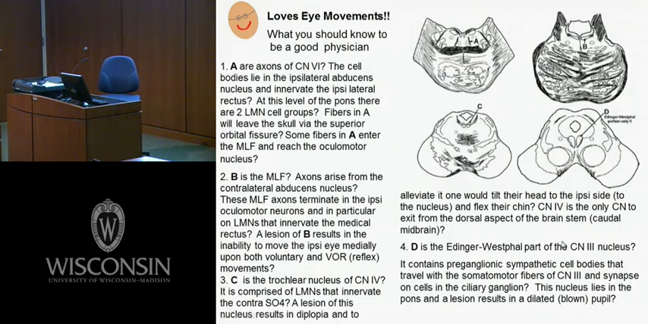Cranial nerve 4 is the only cranial nerve to exit from the dorsal aspect of the brainstem. Is that true? And is it caudal midbrain? Yeah. I love this.